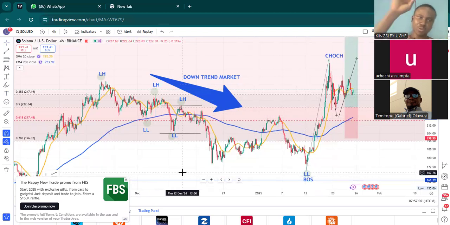Remember, we should have only 3 lower highs above, and only 3 lower lows below, not more than this. We should have 3 up, 3 down. This is what we're looking for. We need to see a staircase kind of structure, where we can put in our lower high and lower low.